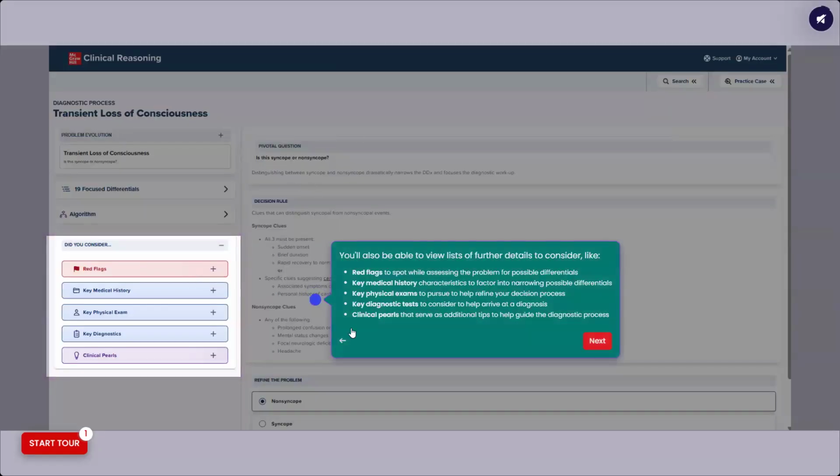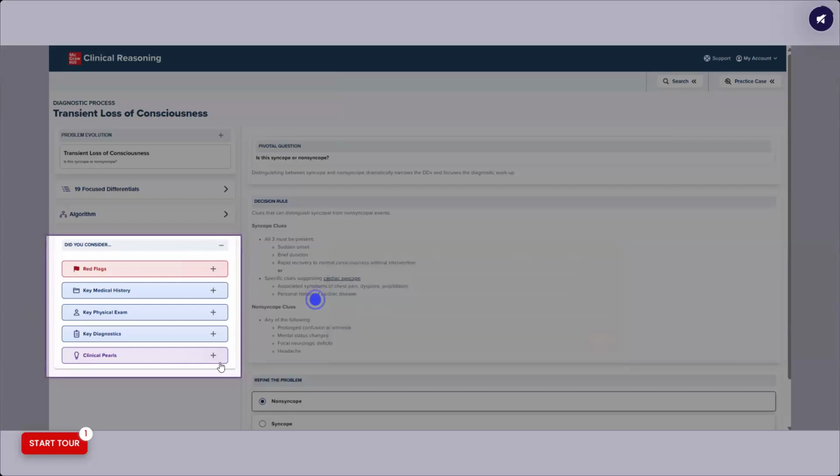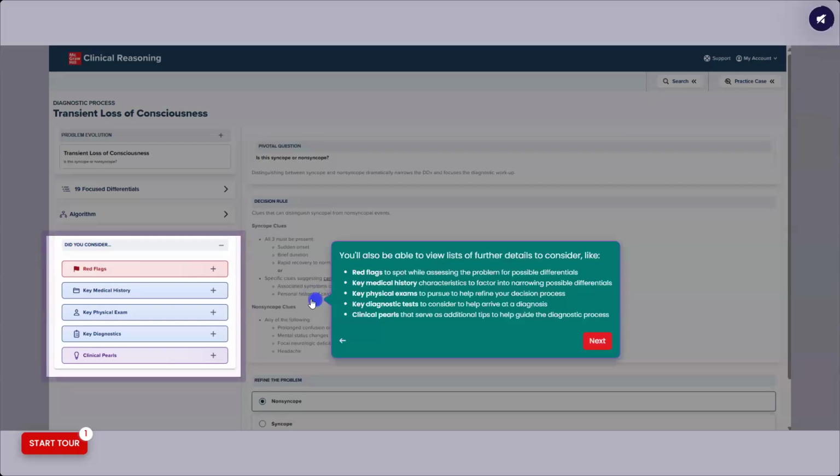So besides the pivotal question, we'll also look at these different tabs where we're looking at red flags. So these are the flags that we need to spot while assessing the problems. We're looking at the key medical history information that we need to ask about. So when I'm talking to a patient with a transient loss of consciousness, what is the history information that is critical for me to ask about?